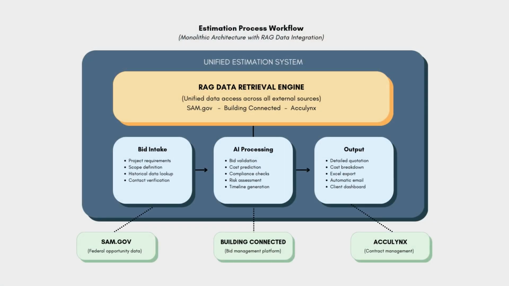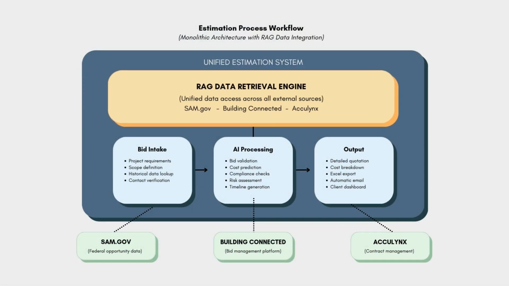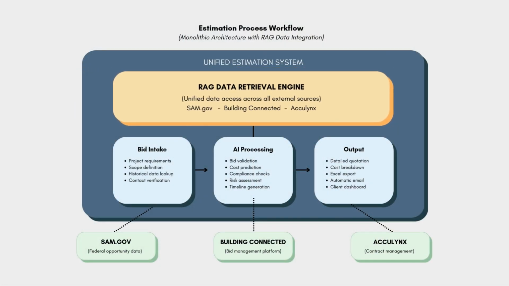The estimation process workflow is going to be built on a monolithic architecture with RAG data integration. This means we're going to have a unified estimation system. Under that unified estimation system, there's going to be a RAG data retrieval engine. It's going to access unified data across all external sources. The sources we're going to start with right now are SAM.gov, Building Connected, and AccuLinks, but eventually we'll probably add BidNet Direct and some municipalities in areas that we're operating from.